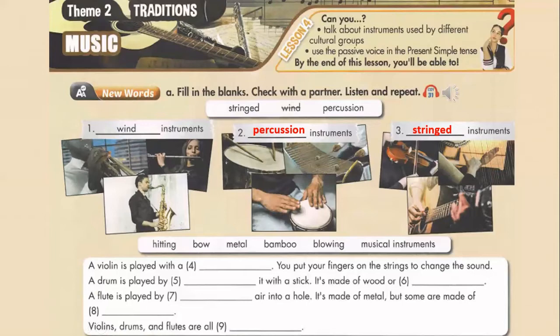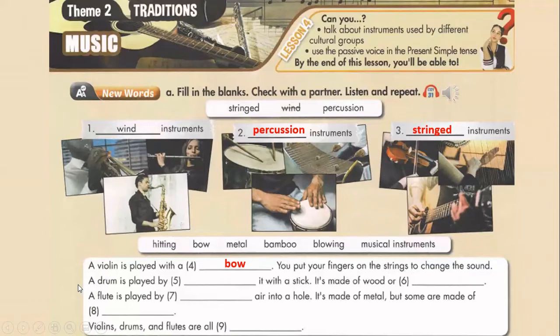So we have number four, a violin is played with a bow. Here is a picture of a violin, and this thing is what we call a bow, okay? So a violin is played with a bow. You put your fingers on the strings to change the sound. This is like guitar, but instead of using your fingers to make sound, you use a bow, okay?